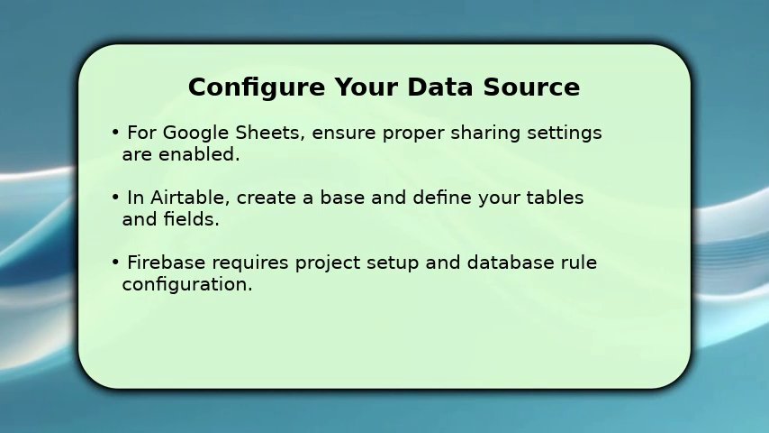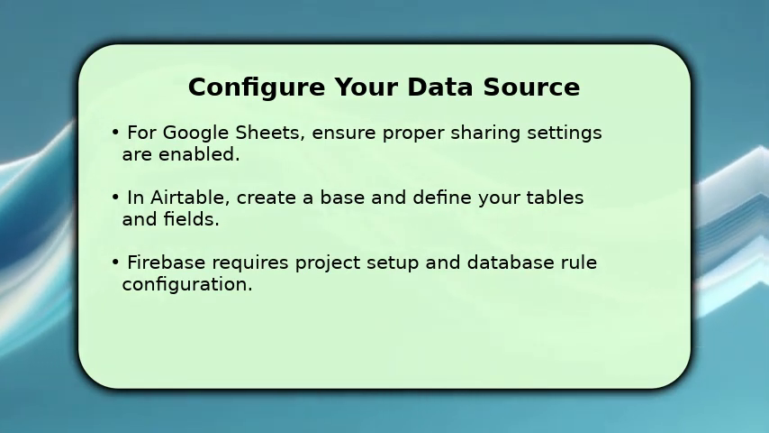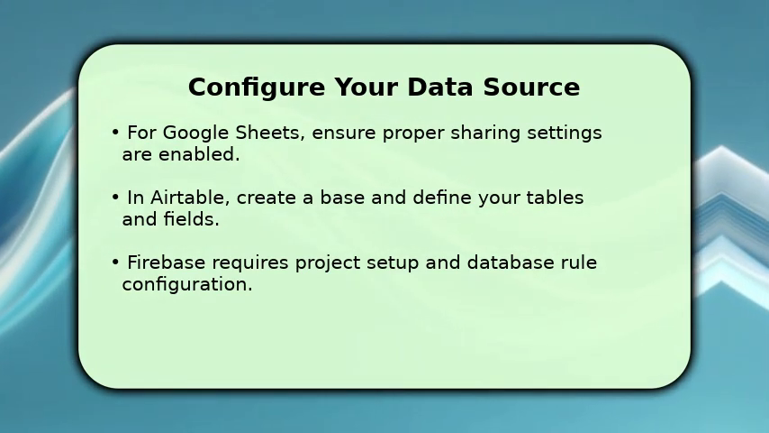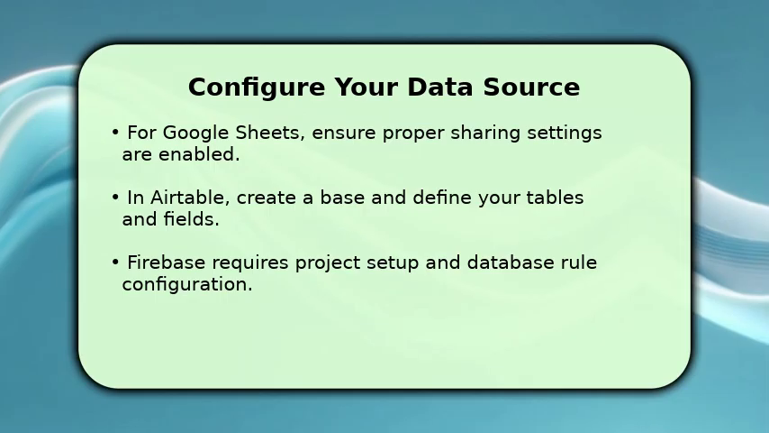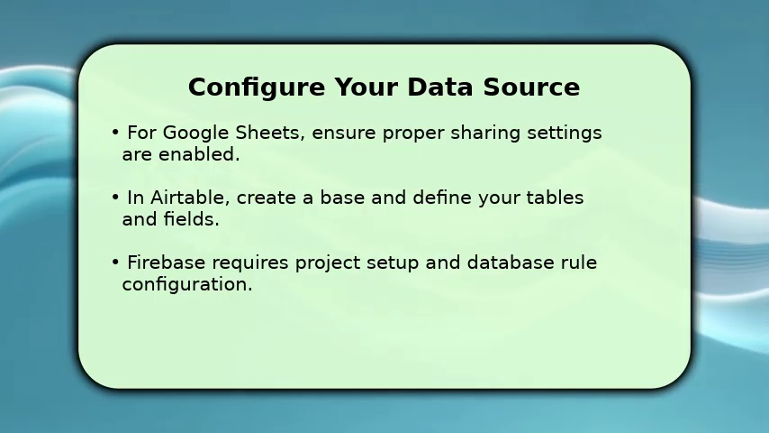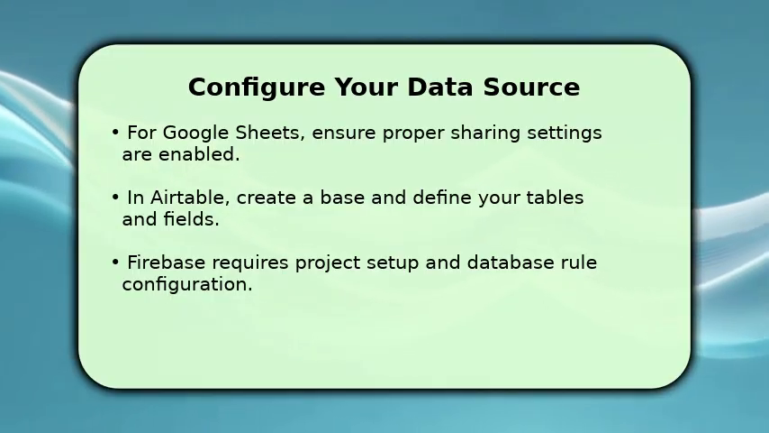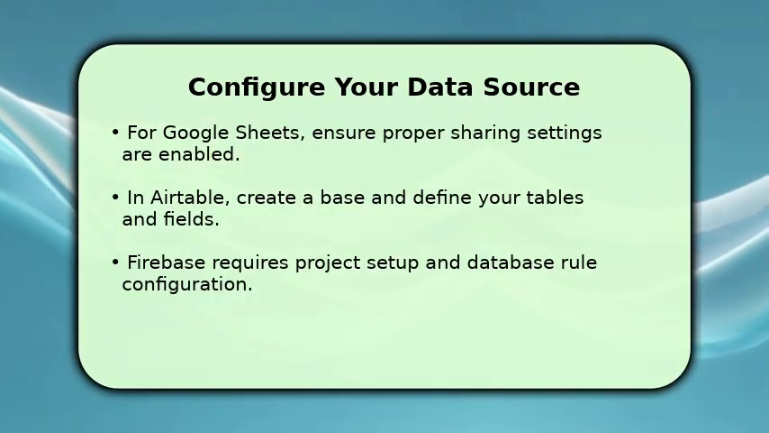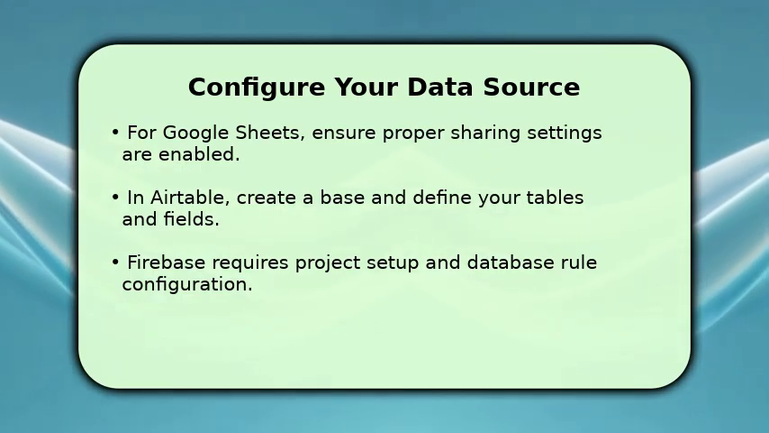Once you've chosen your data source, the next step is proper configuration. For Google Sheets, ensure the sheet is shared correctly so Thunkable can access it. With Airtable, you'll set up your base, tables, and fields to structure your data effectively. If using Firebase, you'll need to create a project and configure its database rules for security. Always remember to secure any API keys or credentials you generate.